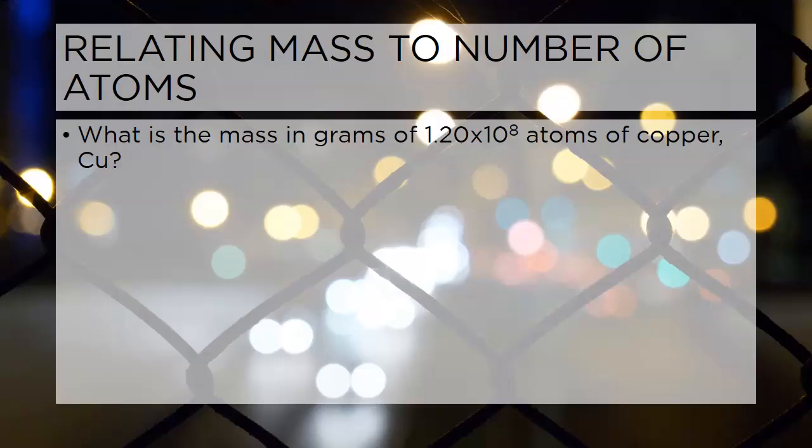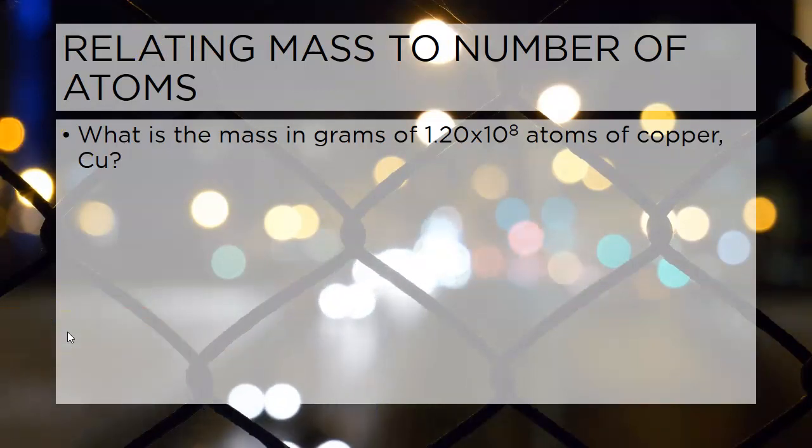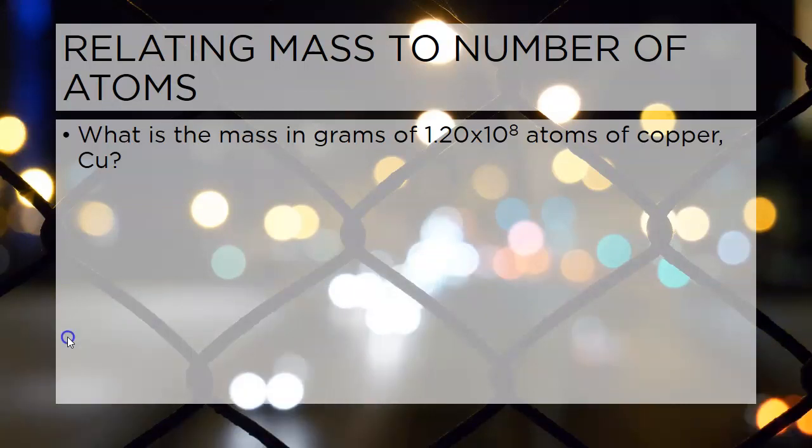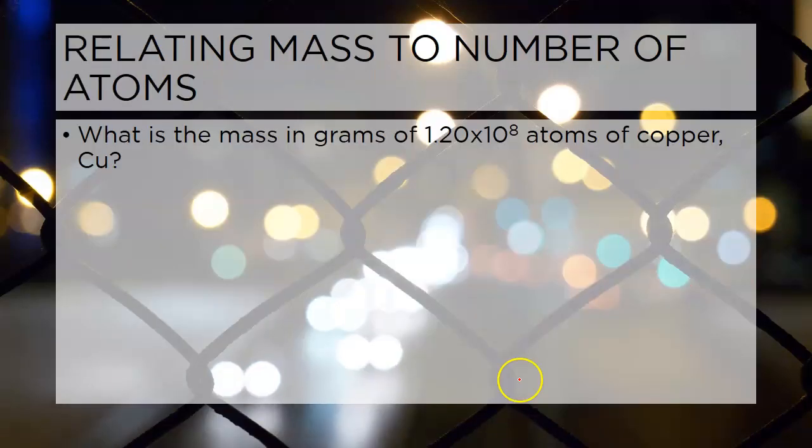So we do have one more problem I want to go over together and then have you try some on your own. The mass in grams of 1.20 times 10 to the 8th atoms of copper. This is one where we don't have a direct link. We have to go from atoms, number of atoms, to mass in grams. See how the arrow tells us we have to divide by Avogadro's number first, just like we would have to get to moles here. And then to go from moles to mass, we're going to have to multiply by the molar mass. We're going to divide by Avogadro's number and multiply by the molar mass, as you can see here.